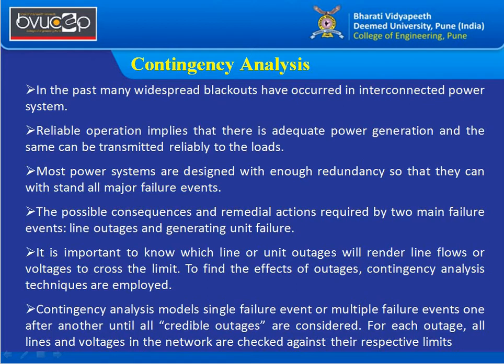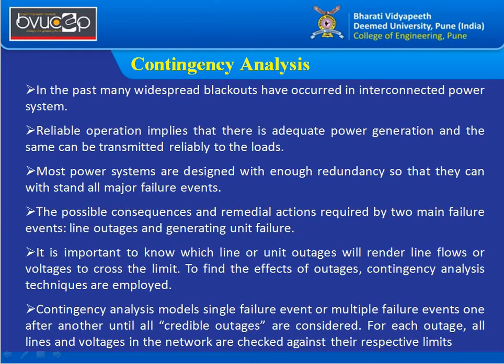So two things to remember: we consider the main thing, that is line outages and generation unit outages, to monitor the two things, that is the line flow and the voltage across all the buses, within the limits. To find the effect of outages, contingency analysis is employed. Okay, so that is the importance of contingency analysis. Whenever there is an outage, we can say that a contingency has occurred.